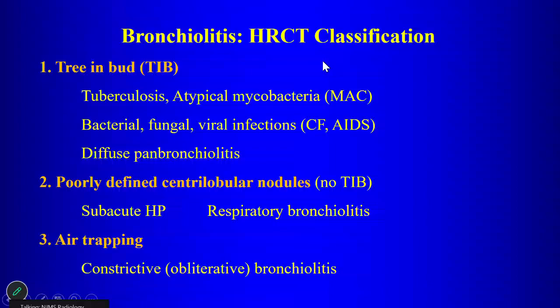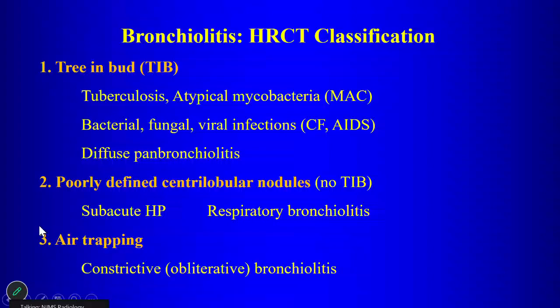So when we talk about what diseases can cause this, tree and bud, we think of infectious bronchiolitis. So tuberculosis, atypical mycobacteria, any kind of infection can give you bronchiolitis in tree and bud opacities. Poorly defined central lobular nodules without tree and bud, so especially if you have ground glass, central lobular ground glass opacities, we think about inflammation around the central lobular bronchioles. So respiratory bronchiolitis, which we've covered, subacute hypersensitivity pneumonitis, or just the appearance of hypersensitivity pneumonitis before you get fibrosis can have that appearance.